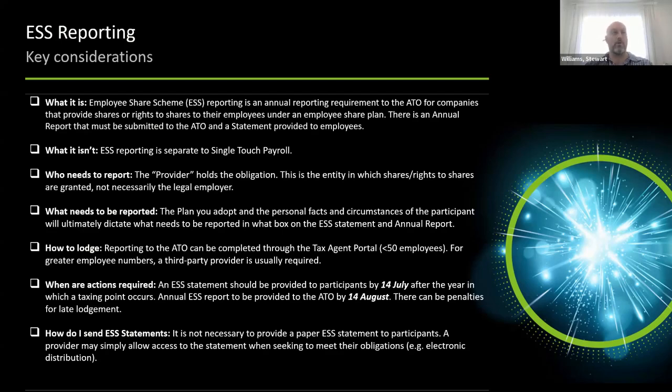In terms of what needs to be reported, it is really specific to individuals' personal facts and circumstances as to the ultimate outcome. What I would say is that, going back to that initial analysis, depending upon whether you are an upfront tax plan with concession or a deferred plan, it will go in different boxes within the ESS statement that needs to be provided to individuals, and also the report that needs to go to the tax office.